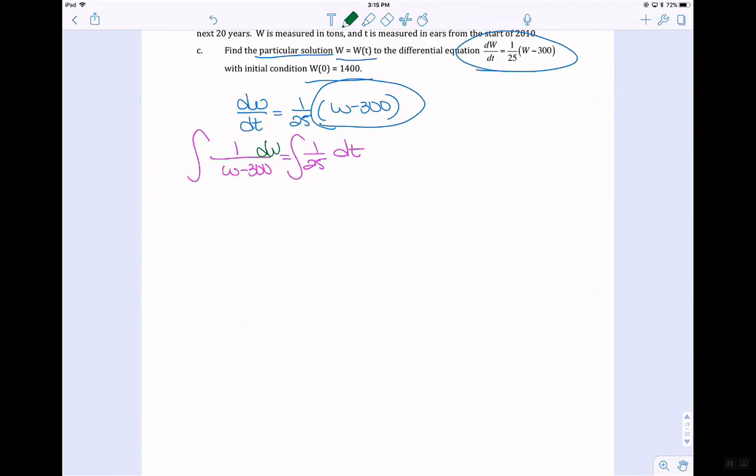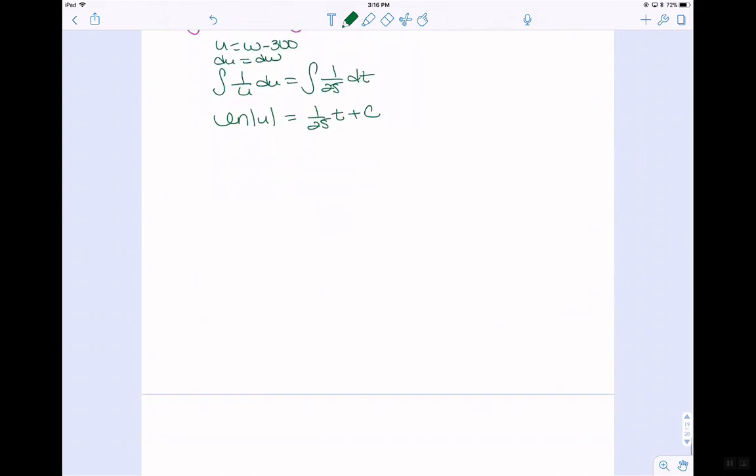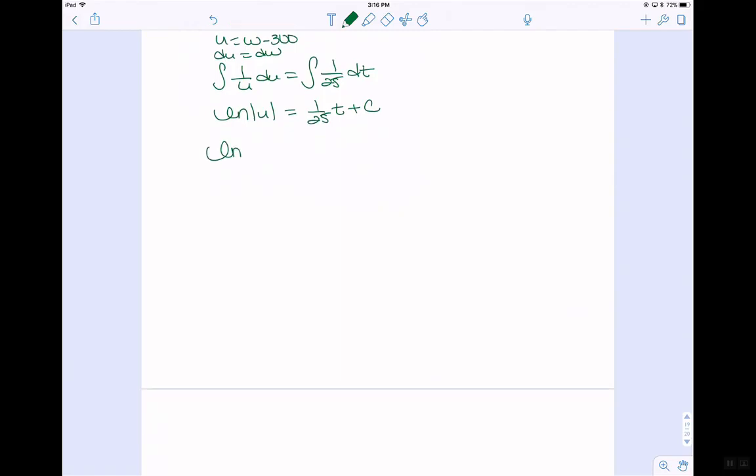So I would let u be equal to W minus 300, so du is equal to dW. So there's no worries here. 1 over u du is equal to 1/25 dt. So this is the ln absolute value of u is equal to 1/25 t plus C. I can resubstitute my u back in. So ln of the absolute value of W minus 300 is equal to 1/25 t plus C.